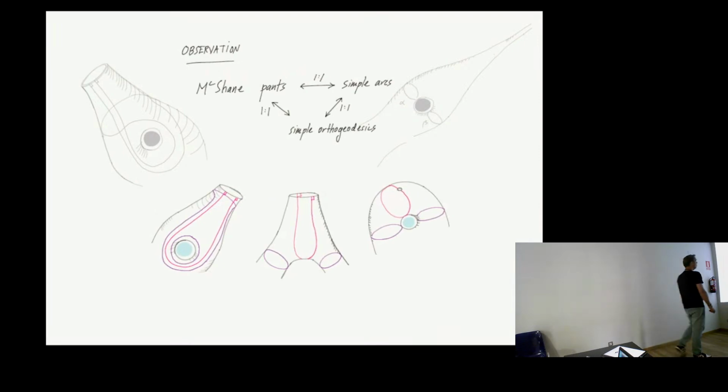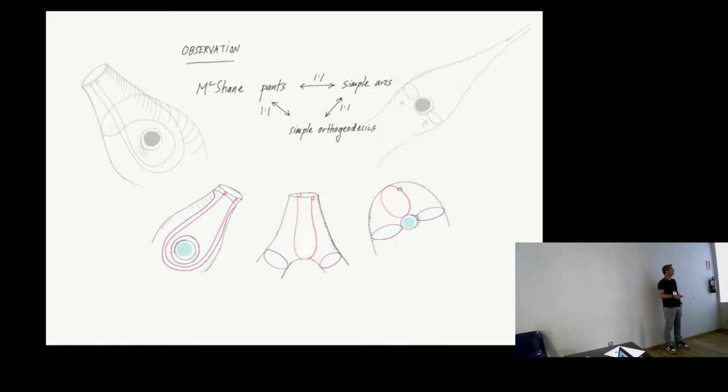All right, so I just want to make one observation before I go on, and that is that if you look at the index set in the McShane identity, so you're looking at these embedded pairs of pants, and associated to an embedded pair of pants, you can associate a unique simple arc. And in the same way, you can think of this as a unique simple orthogeodesic. Okay, and so these are the 3 representations of the same topological object.